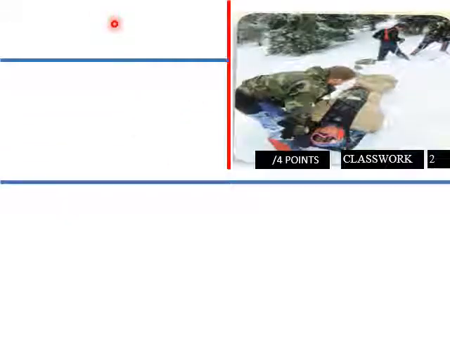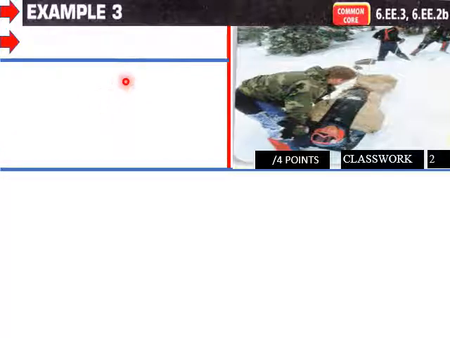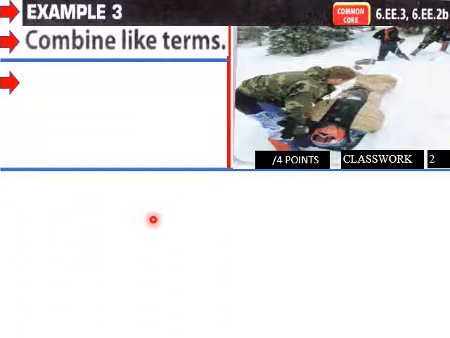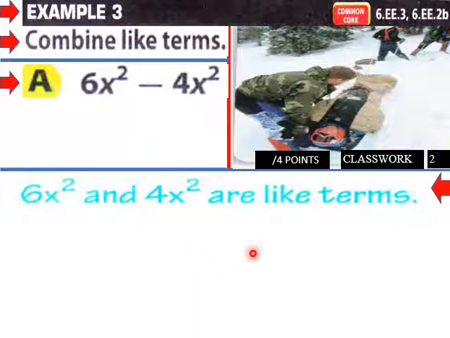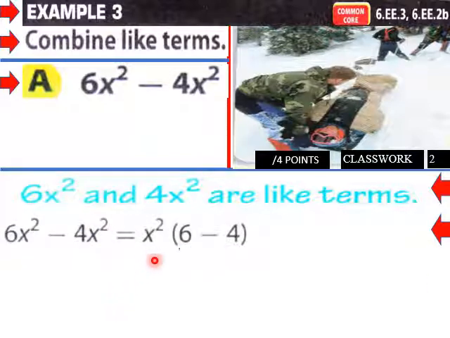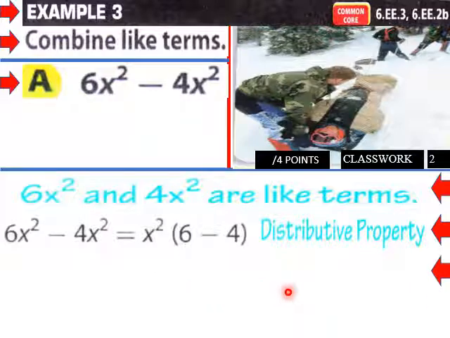Okay, let's get into an example. Example 3, combine like terms. We have 6x squared minus 4x squared. 6x squared and 4x squared are like terms because they have variables raised to the same power. So 6x squared minus 4x squared is the same thing as x squared multiplied by the quantity 6 minus 4, using the distributive property. That would be x squared times 2. You subtract what's inside parentheses and you end up with 2 times x squared.